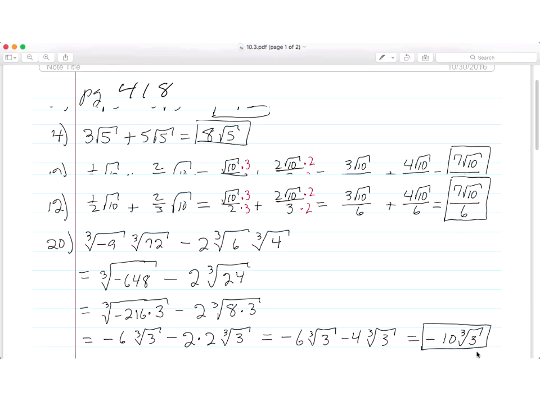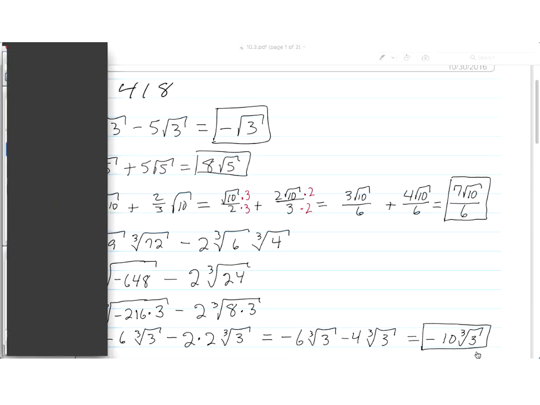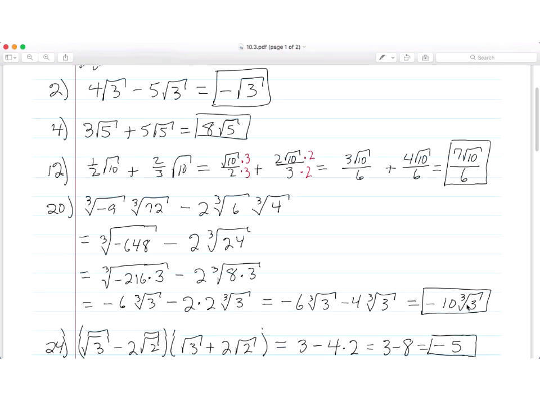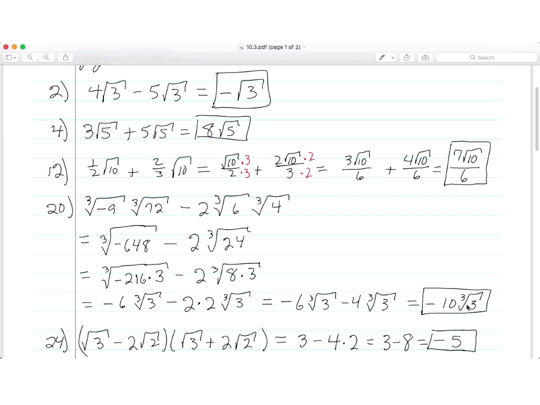Any questions about that? Okay. Let me do problem number 24. In exercises 21 through 45, perform the indicated operations and simplify. Assume that the variables represent non-negative real numbers. Okay, so I have here the square root of 3 minus 2 square root of 2 times the square root of 3 plus 2 square root of 2.